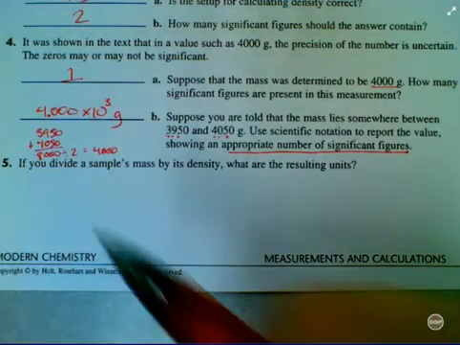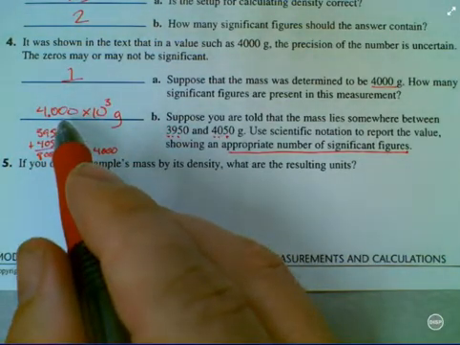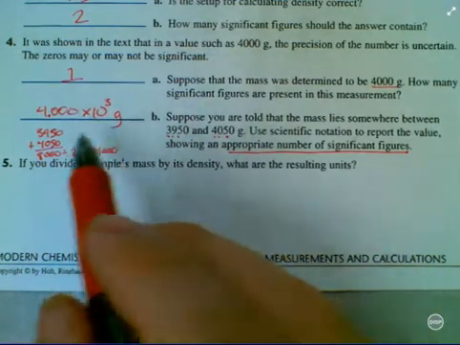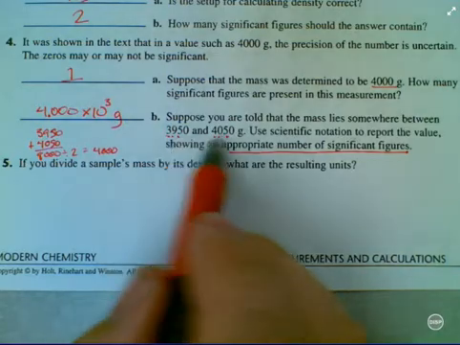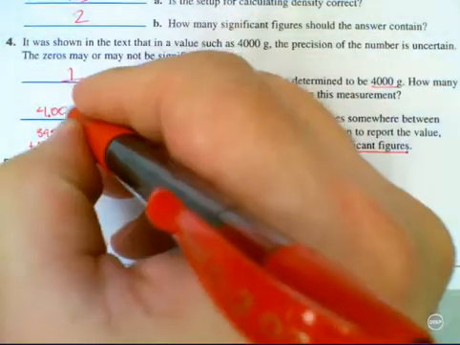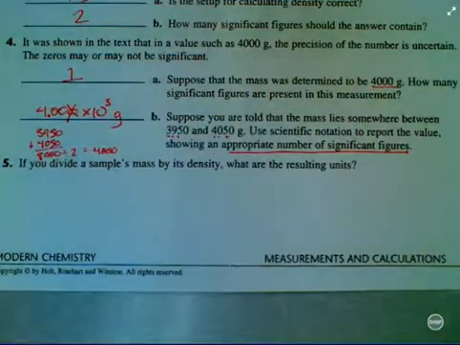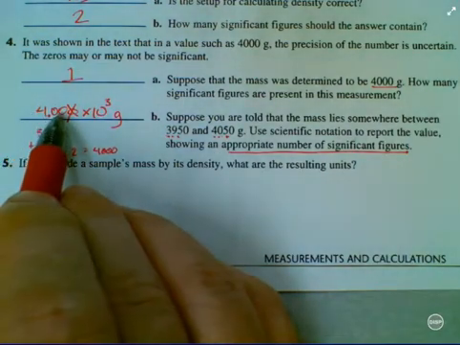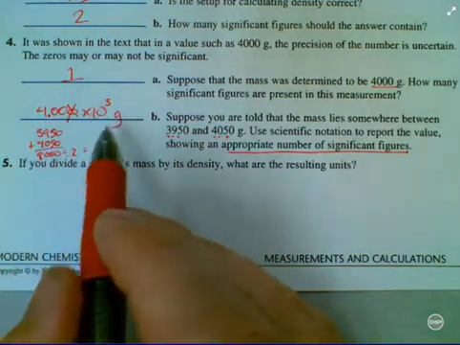I can't have that. I can't have my answer reported with more precision, more exactness than the terms that made the calculation. So I need to get rid of one of those zeros. So I'll report 4.00 times 10 to the 3rd grams.